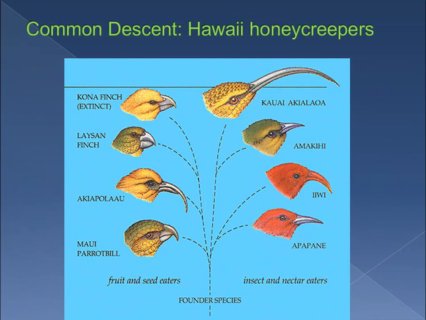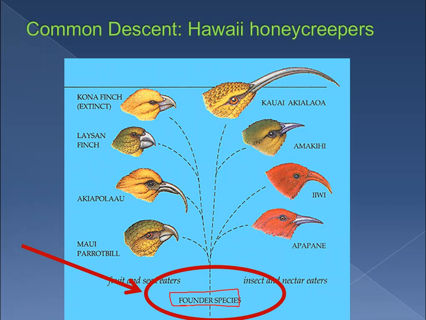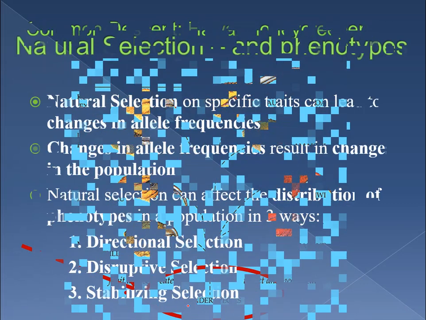These are two bird examples, but there's a similar example for Hawaiian honeycreepers. They do all have a common ancestor from mainland North America. We'll talk about founder species later. Basically, it's when you have an island off the mainland and some birds, in this case, go to the island and others don't.